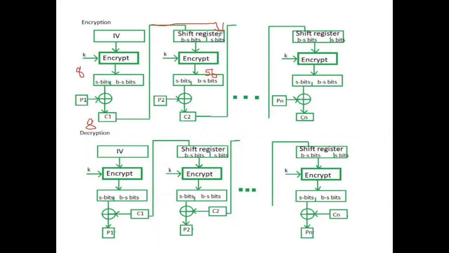See here the S bits. Here the B minus S is the balance 56 bits. So again you are performing the encryption with the key K. Then you have the shift register. Here also that 64 bit is divided into 2 parts, 8 bits and 56 bits. And the 56 bits is discarded. And the 8 bits you are processing with the plaintext.